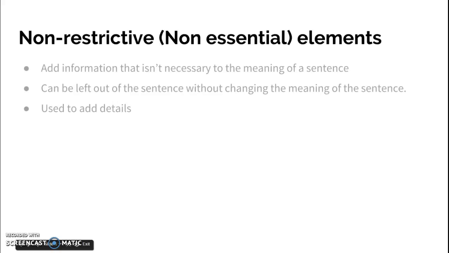So, as the video showed, non-restrictive elements are also known as non-essential elements. They add information that isn't necessary to the meaning of the sentence, which means that they can be left out without changing the meaning of the sentence, and they're normally used to add details.